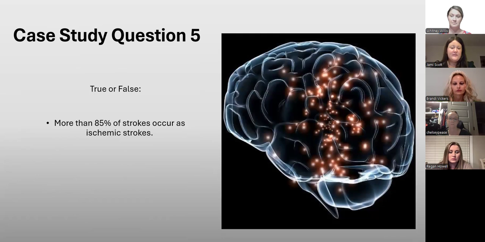So case study question number 5 is true or false. More than 85% of strokes occur as ischemic strokes. The answer is true. As shown in our statistical data, 87% of strokes are ischemic.